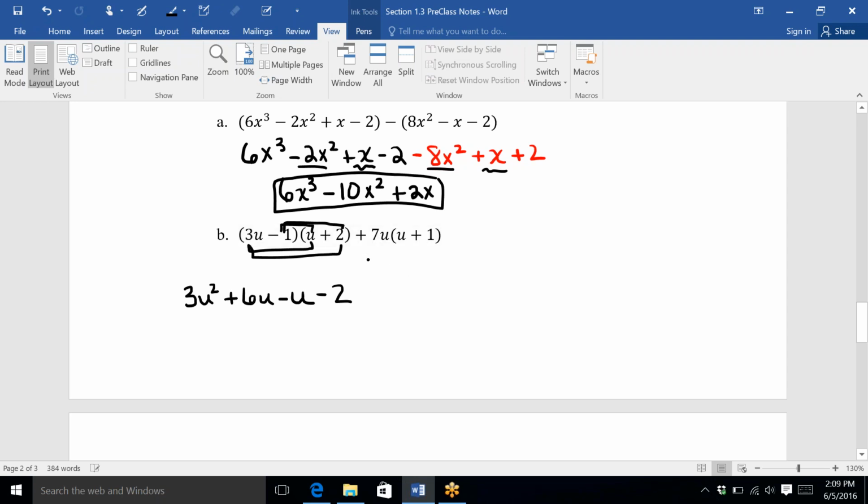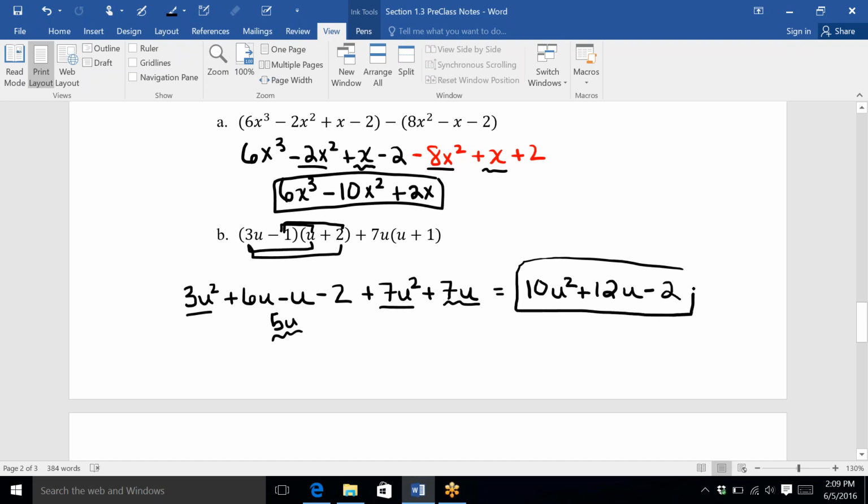Now we're going to distribute this. So this would be 7u times u is 7u squared, and it is positive. Positive 7u times positive 1 is positive 7u. Look for like terms. We have a 3u squared and a 7u squared. So that would be 10u squared if we add those together. 6u minus u is 5u, but then we need to also combine that with the 7u, so that would be plus 12u altogether. And then the negative 2 has nothing to combine with, so it just gets brought over as part of the final answer.